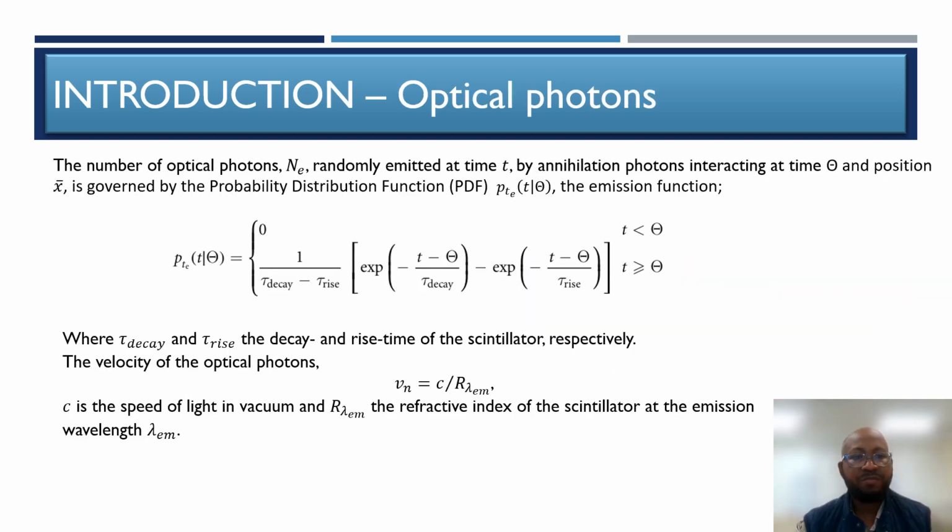The number of optical photons emitted by the incident annihilation gamma is completely random and can be statistically determined by a probability distribution function called the emission function. In the distribution function, tau decay and tau rise are the respective decay and rise time of the scintillator, whereas t and theta are the emission time of the optical photons and the interaction time of the annihilation gamma.